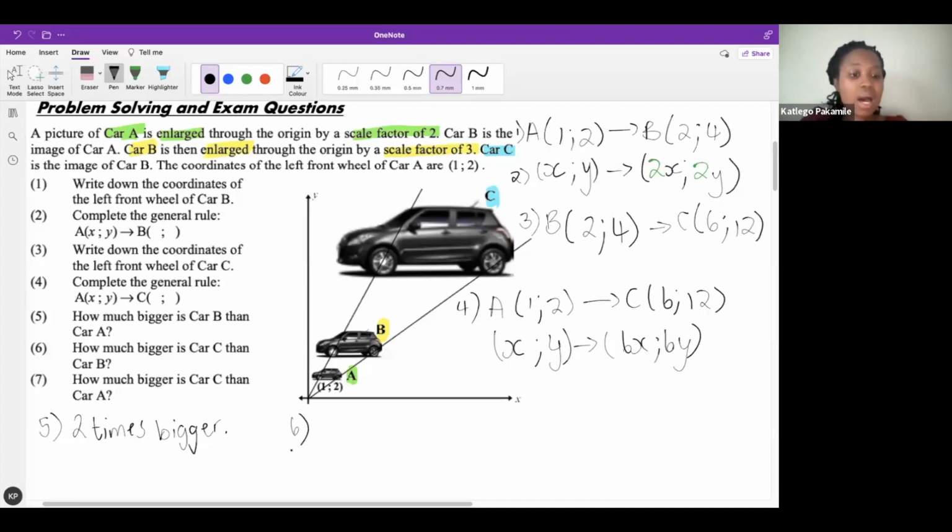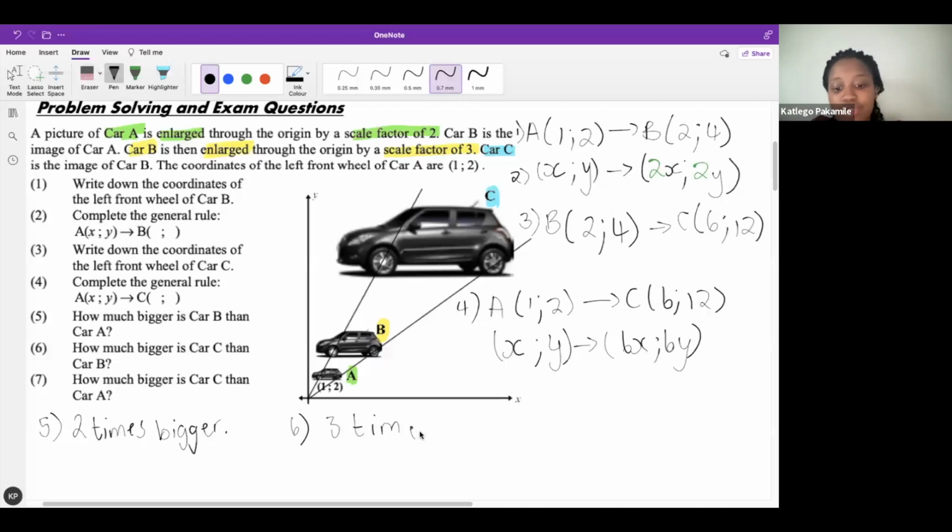Number 6 says, how much bigger is car C than car B? There we go. 3 times bigger.